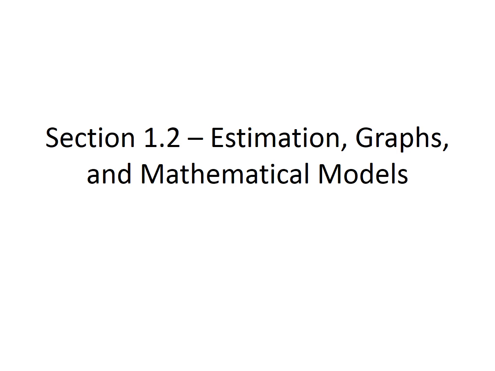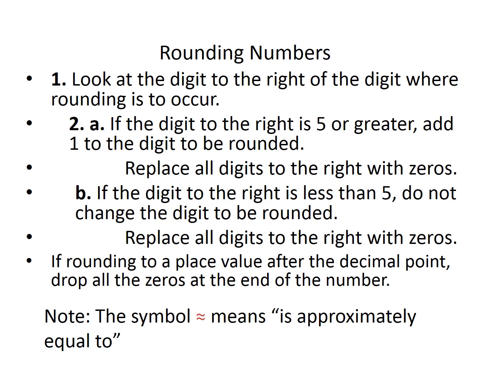This is a recording for section 1.2, estimation, graphs, and mathematical models. The first thing that we're going to do is just review rounding numbers, because in this course, when you're doing your homework and it asks you to round to the nearest hundredth, you don't want to miss the question because you put 1.1 instead of 1.12, for example.